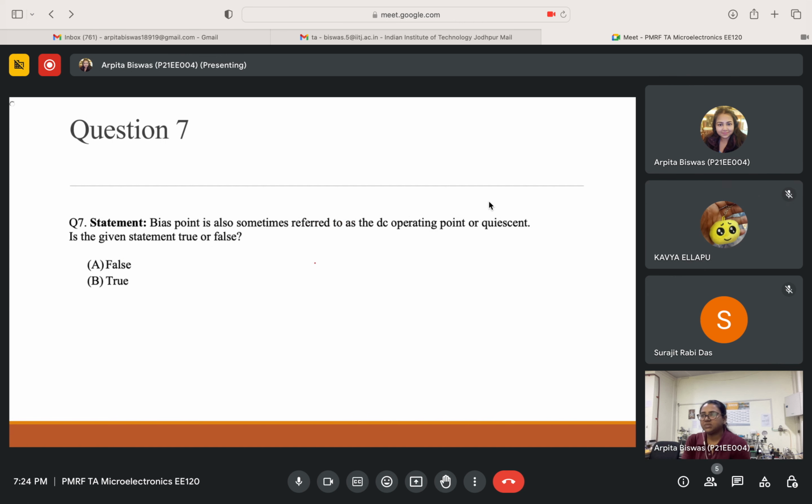Okay, ma'am, this is question number 7. Statement: the bias point is also sometimes referred to as the DC operating point or quiescent point. So is the given statement true or false? The bias point is also sometimes referred to as the DC operating point. Yeah, true. Can you explain a little bit?